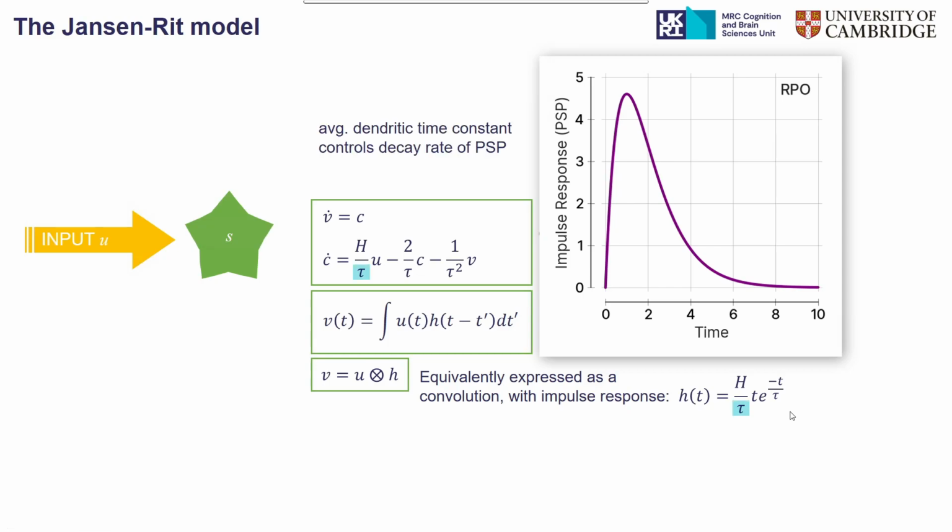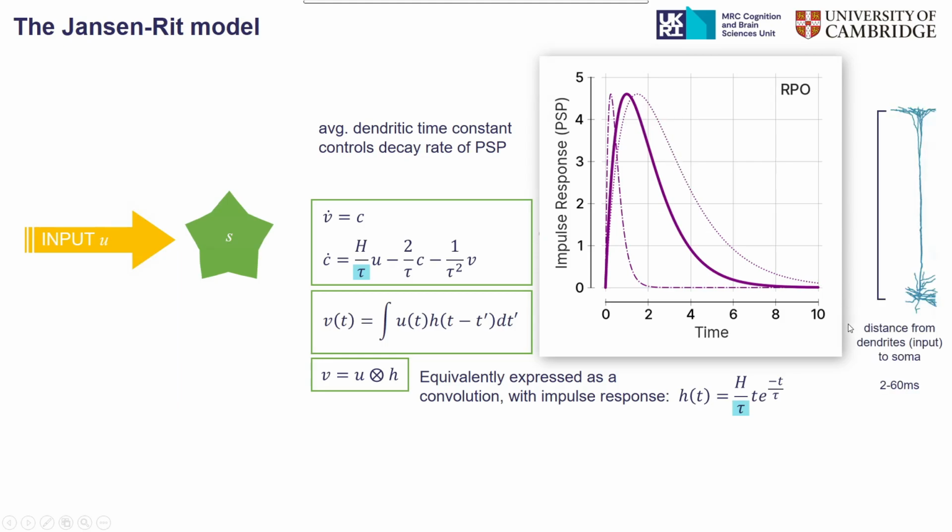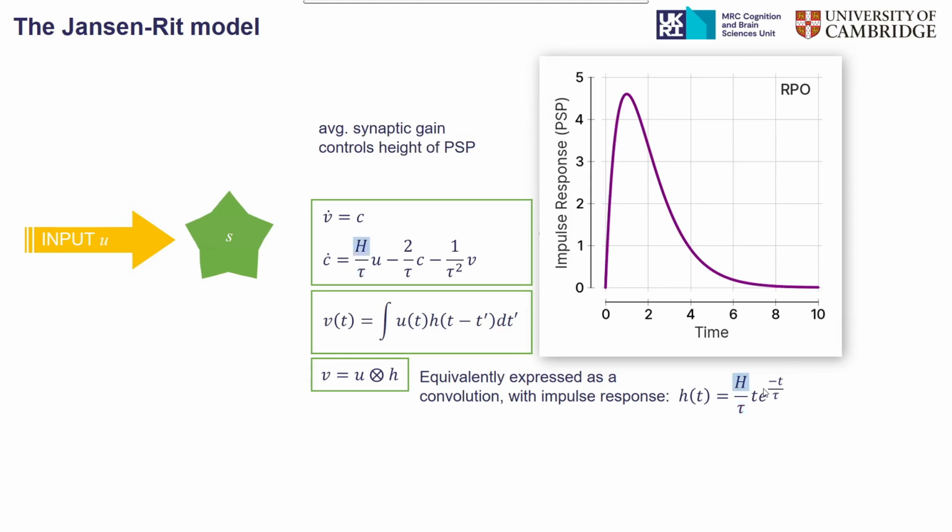Tau controls the decay rate of the postsynaptic potential. The impulse response essentially maps the output produced at the postsynaptic membrane due to a spike. So a lower tau results in a faster rise and a faster decay, whereas a larger tau results in a dampened or delayed rise and a delayed decay. Tau is determined by the distance of the apical dendrites from the soma, and this can vary anywhere between 2 to 60 milliseconds. H is the average synaptic gain, and this controls the height of the postsynaptic potential. So a smaller H will result in a diminished amplitude, whereas a larger H will result in a larger amplitude.